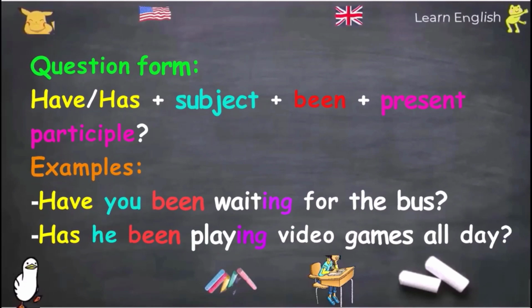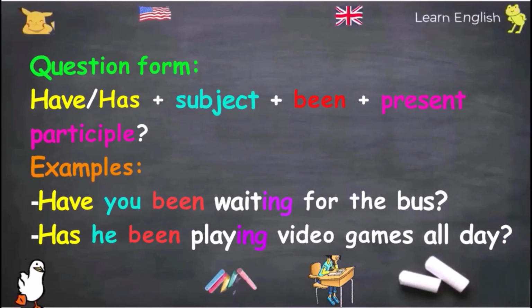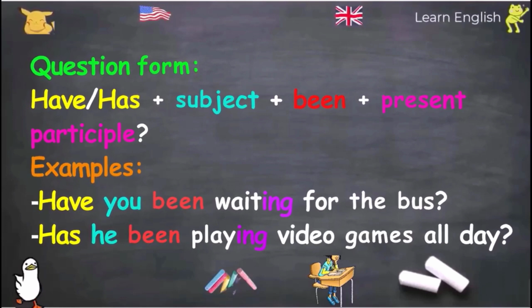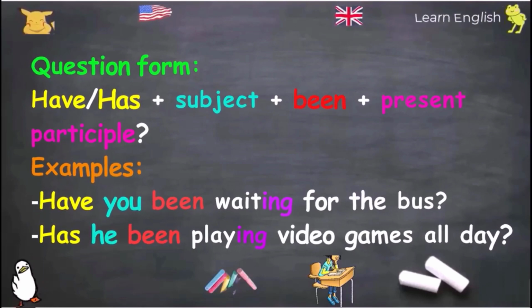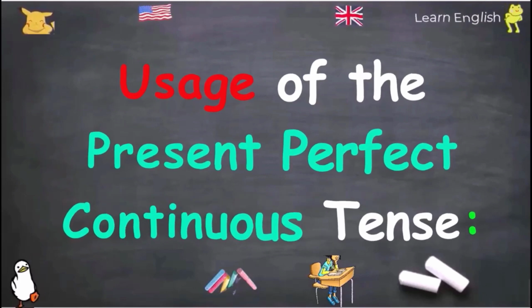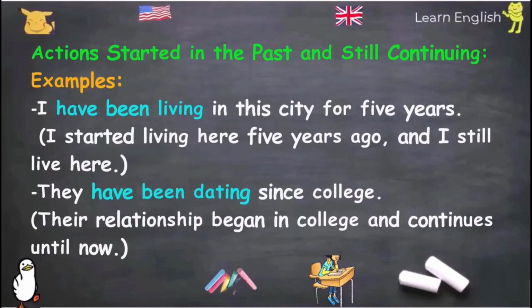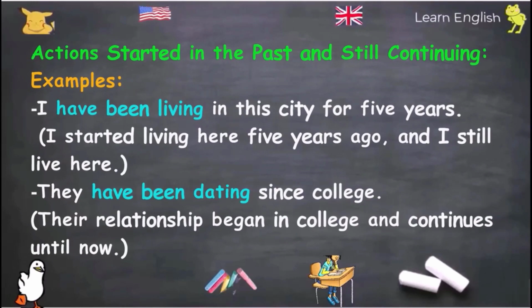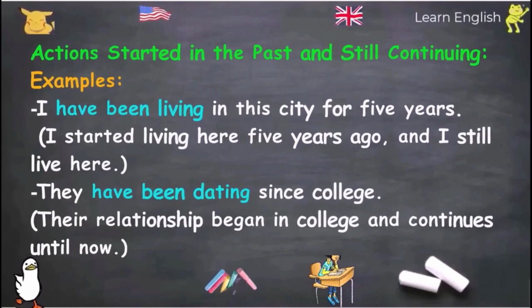Question: have or has, plus subject, plus been, plus present participle. Examples. Have you been waiting for the bus? Has he been playing video games all day? Usage of the present perfect continuous tense. Actions started in the past and still continuing. Examples. I have been living in this city for 5 years. I started living here 5 years ago, and I still live here.